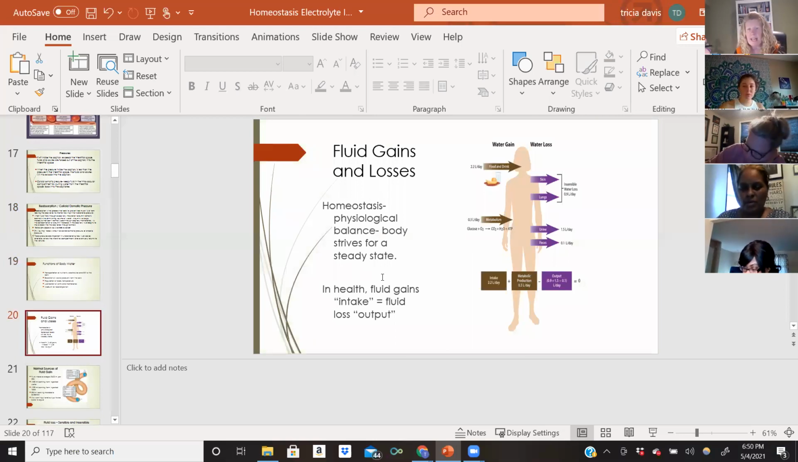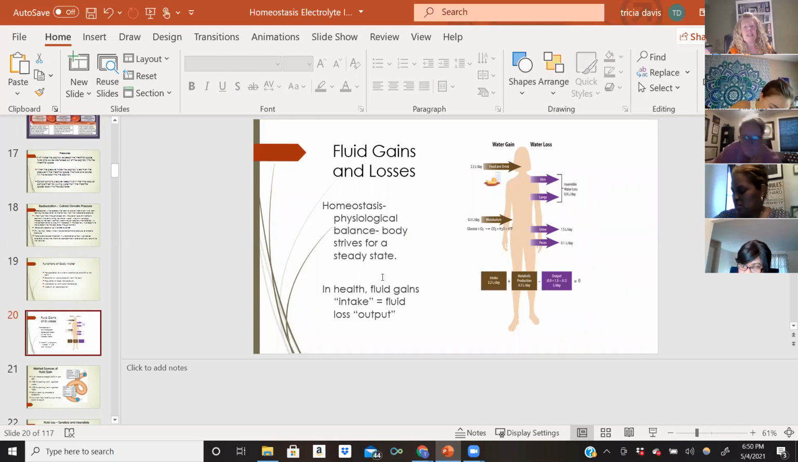So we know that as we take water in, we also lose water. This happens on an all-day basis, even if we're not physically taking something in or we're not going to the bathroom. We have sensible and insensible losses. So water, fluid gains and losses, it is just that homeostasis. It's that physiological balance. It's what our body needs to stay in a steady, healthy state. Whenever we talk about fluid gains, we talk about intake. And whenever we talk about fluid loss, we talk about output.